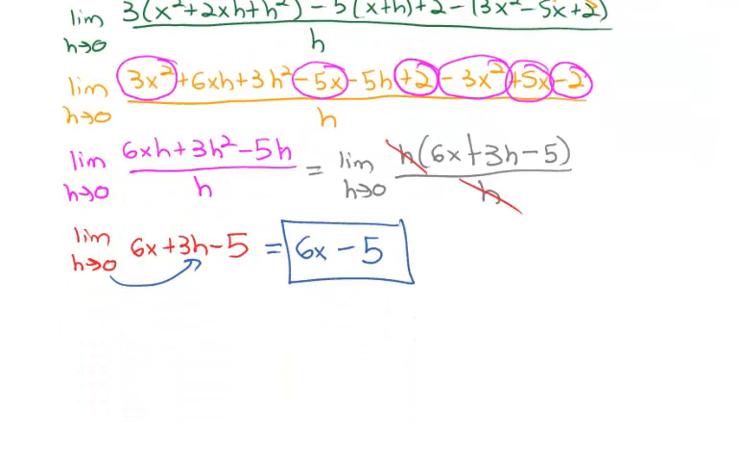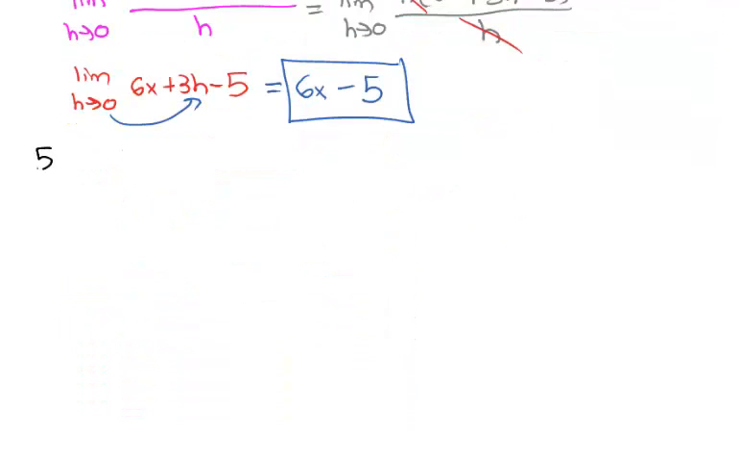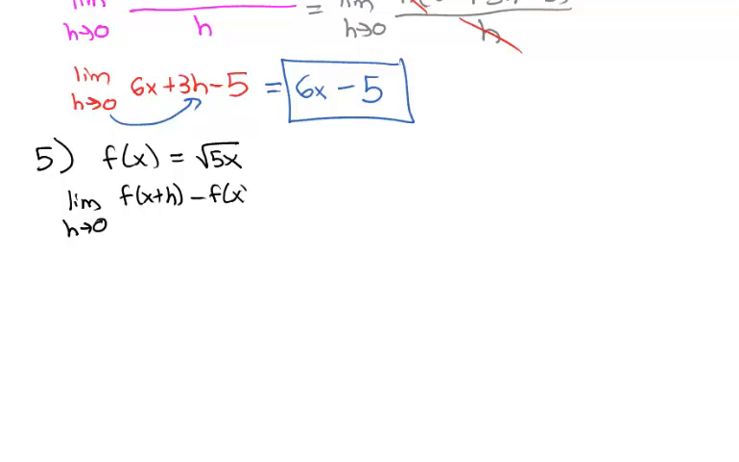Let's do one more. Let's do f of x equals the square root of 5x. Again, that formula, you're going to have it memorized by the end of the day. I want you to write it every time until you have it memorized. The limit as h goes to 0 of f of x plus h minus f of x all over h.